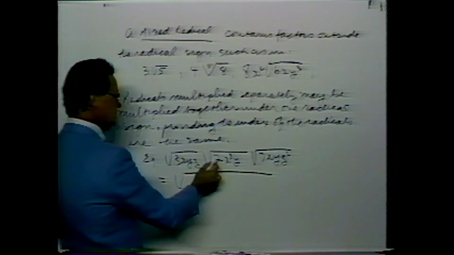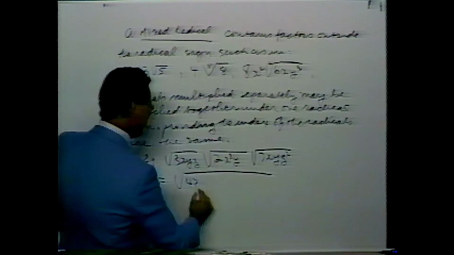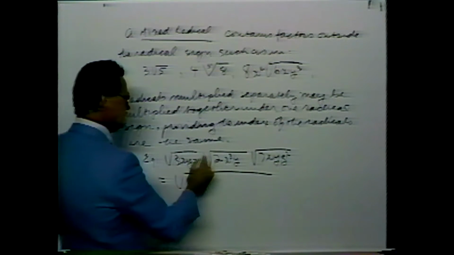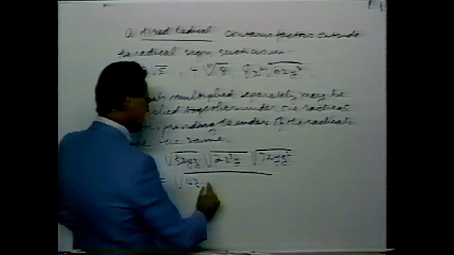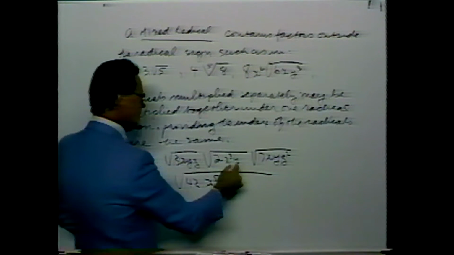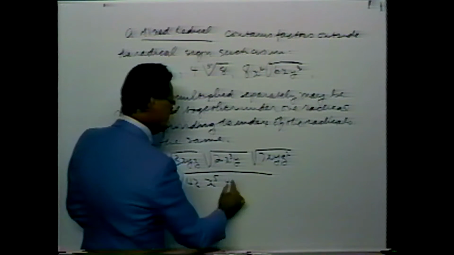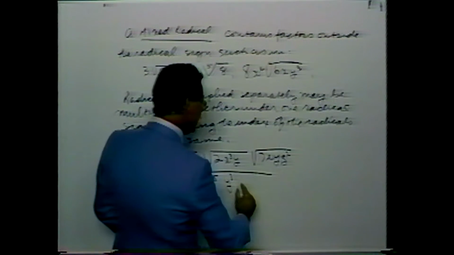3 times 2 is 6. 6 times 7 is 42. X multiplied by x cubed multiplied by x is equal to x to the 5th. Y times y times y is y to the 3rd. And finally, z here multiplied by z squared there is z cubed.